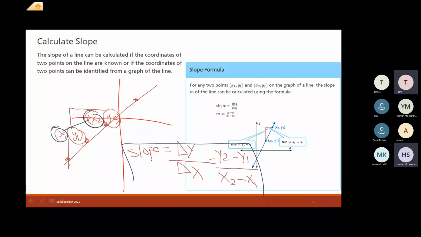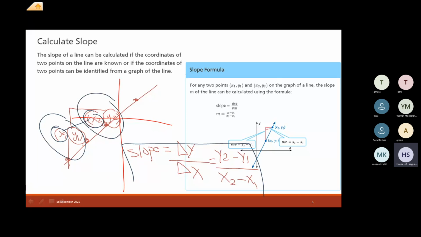How to know which one is y1 and which one is y2? As you want. As we did in how to find the length. Imagine this is y1, or this is the first point, and this is the second point. But you have to know, if you start from y2, you must go to y1. And if you start from x2, you have to go to x1.